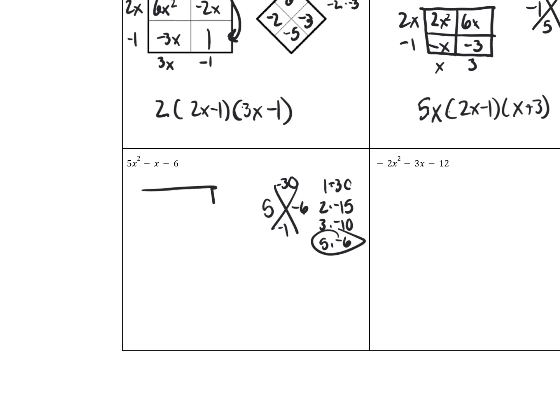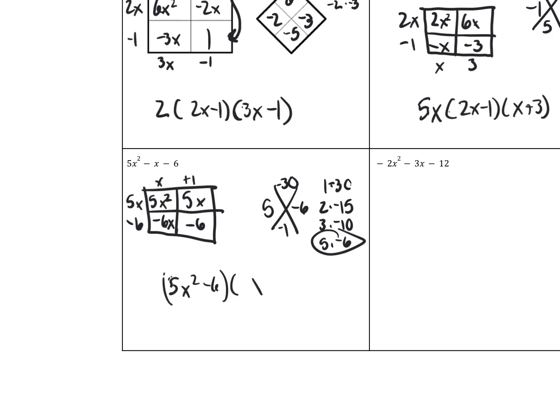So then I can build out my box. All right, so the 5x squared has to go first, the -6 has to go bottom right, and then I can do a 5x and a -6x. It does not matter the order. I can pull out a 5x there, I can pull out a -6. Here I can just pull out an x and a 1. So I end up with 5x minus 6 and x plus 1.